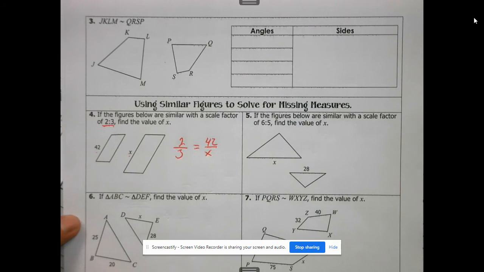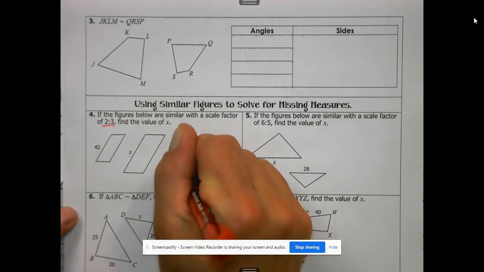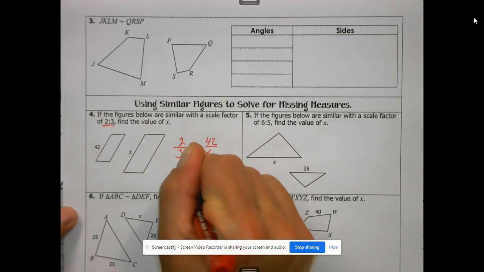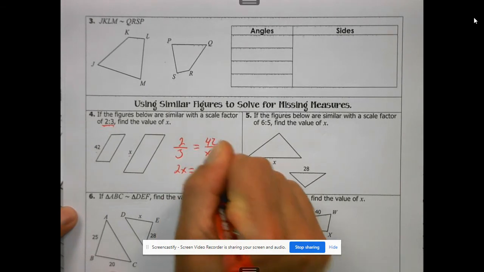Cross multiply and solve just like the last lesson. 2 times x, 2x. 3 times 42 is 126. Divide both sides by 2. X is 63.